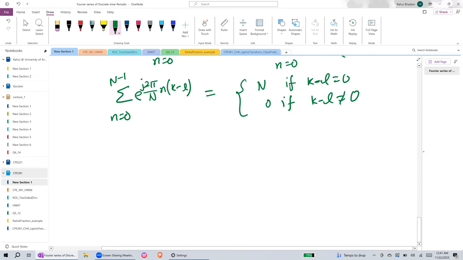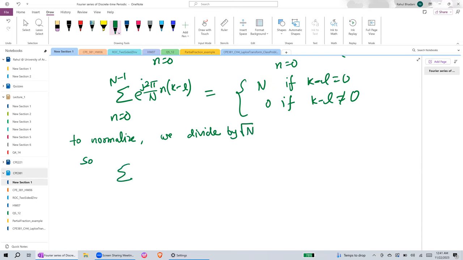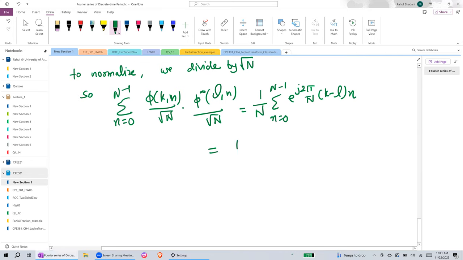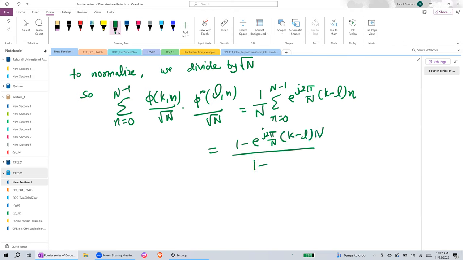So we have this. Then to normalize, we divide by square root of N. So the summation from n equal to 0 to N minus 1 of phi k of n over square root N times phi star over square root N equals the summation of e to the power j 2 pi (k minus l) n by N, which equals 1 minus e to the power j 2 pi (k minus l), divided by 1 minus e to the power minus j 2 pi (k minus l) by N.